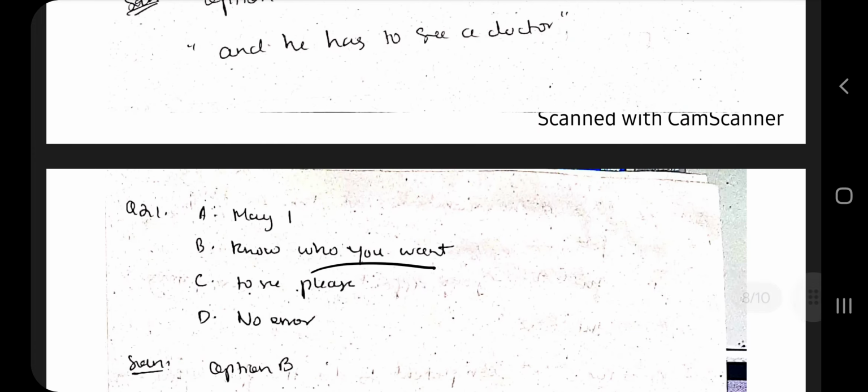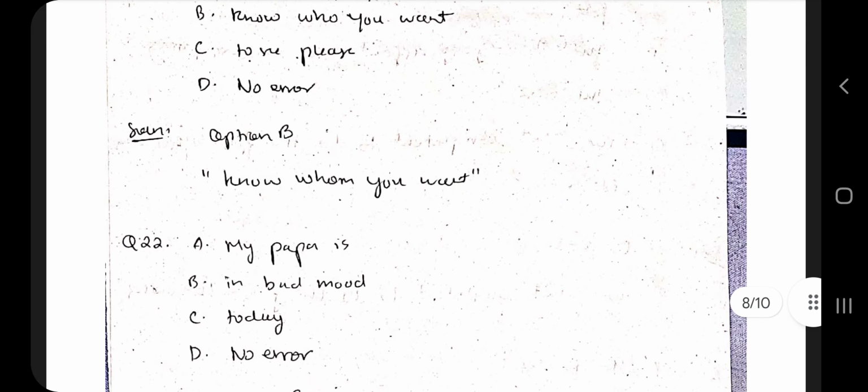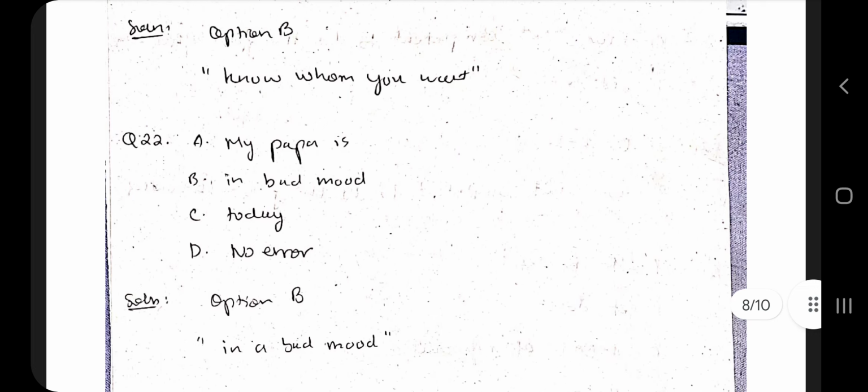May I know who you want to see, please? Instead of "who", we have to write "whom", because it's the person whom we are meeting, right? So that will be the correct answer. And the next one: my papa is in bad mood today. So we have "a" here, we have not written "a". Okay, that's the error. The warden forbade the student from leaving the hostel. I don't think there is an error here.